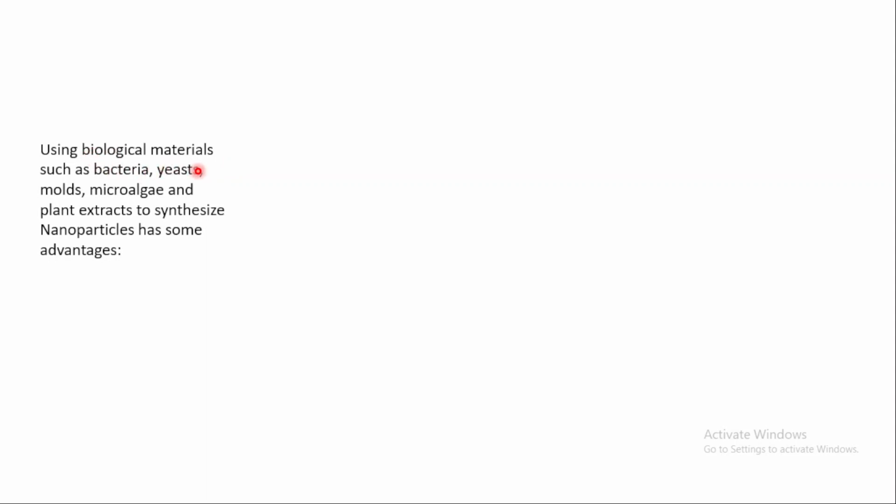So using biological materials such as bacteria, yeast, molds, microalgae, and plant extract to synthesize nanoparticles have some advantages. So in biological methods, we use bacteria, yeast, molds, microalgae, and plant extract. So we use microorganisms or living things or biological systems as the starting material for nanomaterial synthesis. We do not use bulk minerals or ores or any other polymers or chemicals. So those fall under the category of physical and chemical synthesis. In biological synthesis, we have bacteria, yeast, and all to start with.